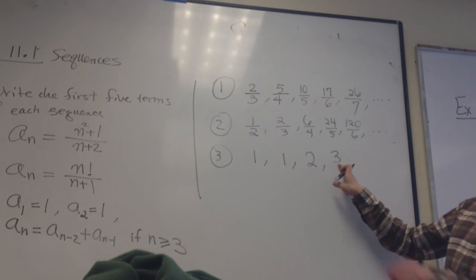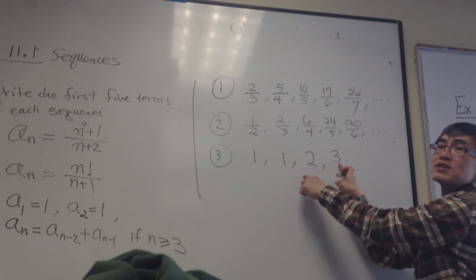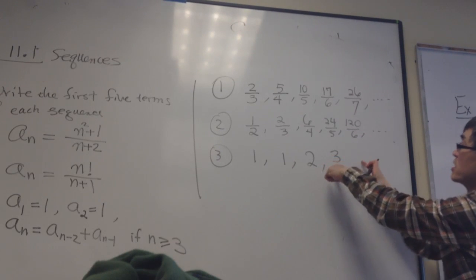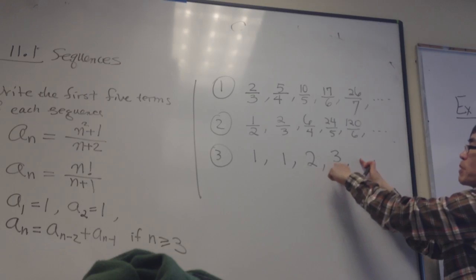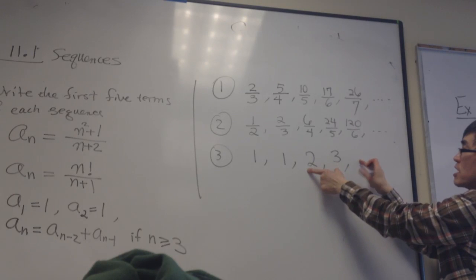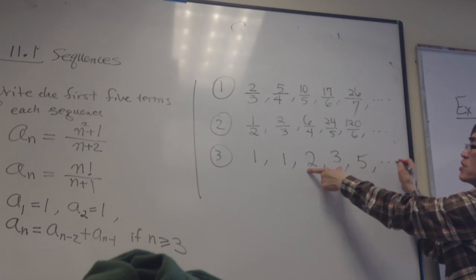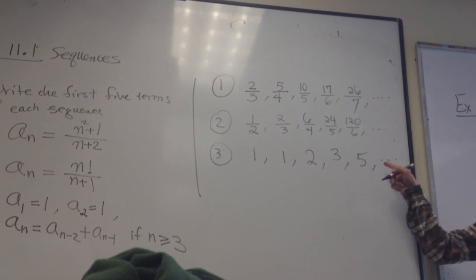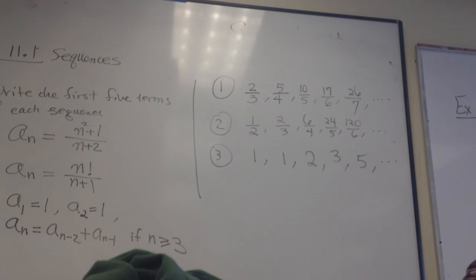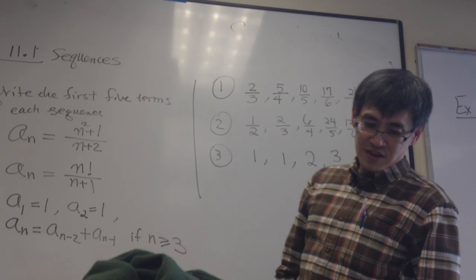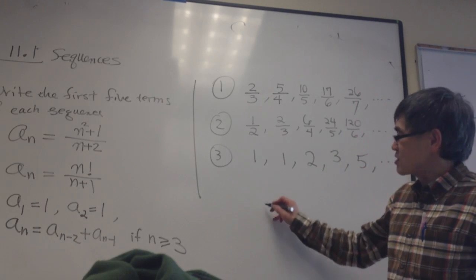So when it comes to this, you look backwards, 2 terms, and then sum them together. Next one, look backwards, 2 terms, sum them together, 5, and so on. Next one will be 8. Next one will be 13. So this one is a famous Fibonacci sequence.